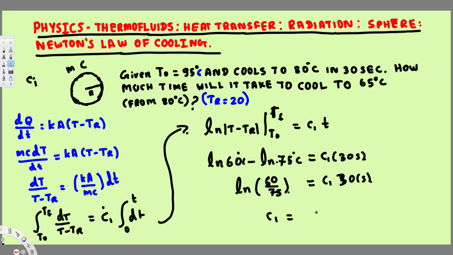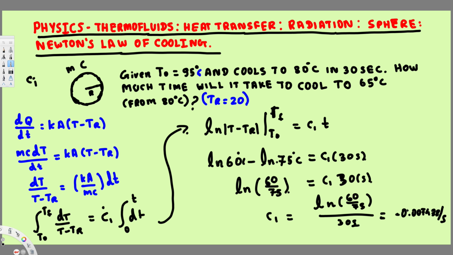C1 is going to be equivalent to ln 60 over 75, and let's put them together and calculate, right? So ln 60 over 75 over this 30 seconds. And if you calculate this one, you should get negative 0.007438 per second. This negative is due to this ln ratio because 60/75 is less than 1. So that's why we get a negative value right here.